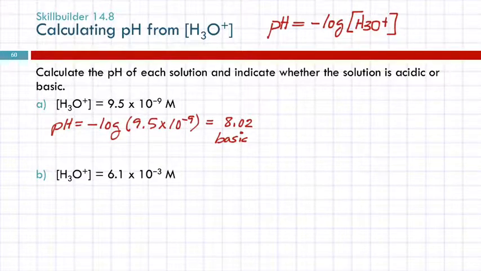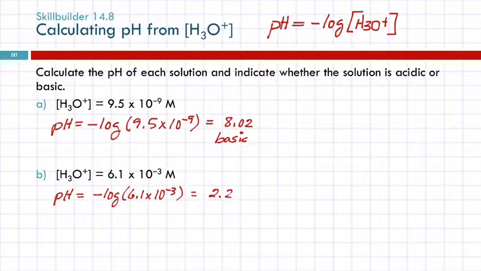Let's do B here. pH is the negative log of 6.1 times 10 to the -3. Negative base 10 log 6.1 EE minus 3. This is 2.21. It's the pH. Acidic or basic? Acidic. It's less than 7. Any questions?